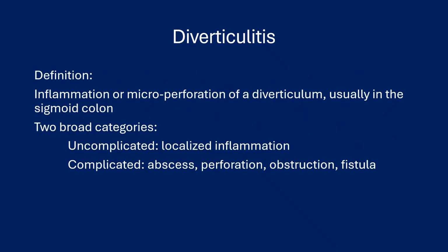Definition. Diverticulitis is inflammation or microperforation of a diverticulum, usually in the sigmoid colon. Two broad categories: uncomplicated, where there's simply localized inflammation. Complicated, where you have an abscess, perforation, obstruction, or a fistula present.